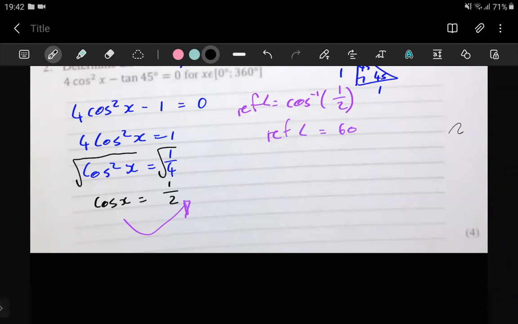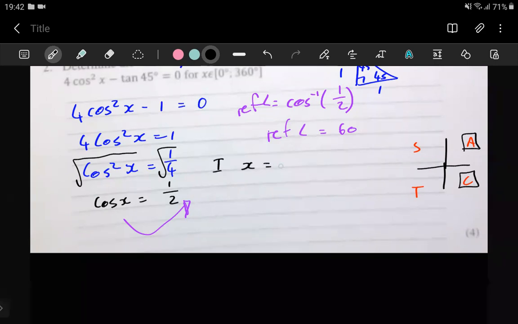Because once you have a reference angle, now you can use the sign in front of your number. The sign in front of our number is just a plus. So we should ask ourselves, where is cos positive? Cos is positive in this quadrant and in this quadrant. So in quadrant number 1, it's just a matter of saying x is equal to your reference angle. x is equal to 60.